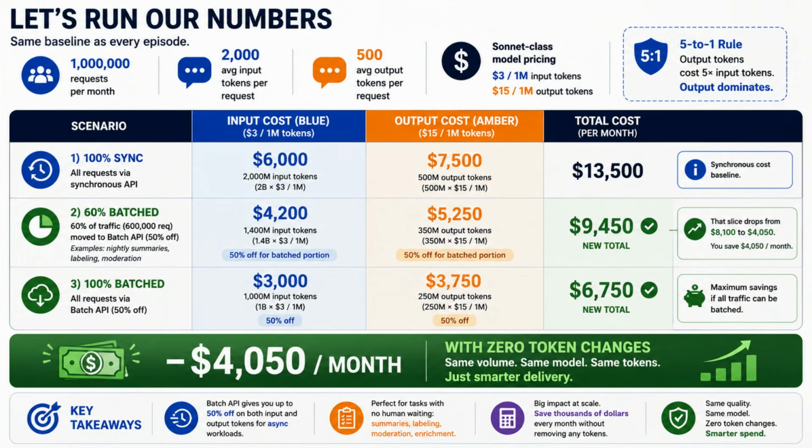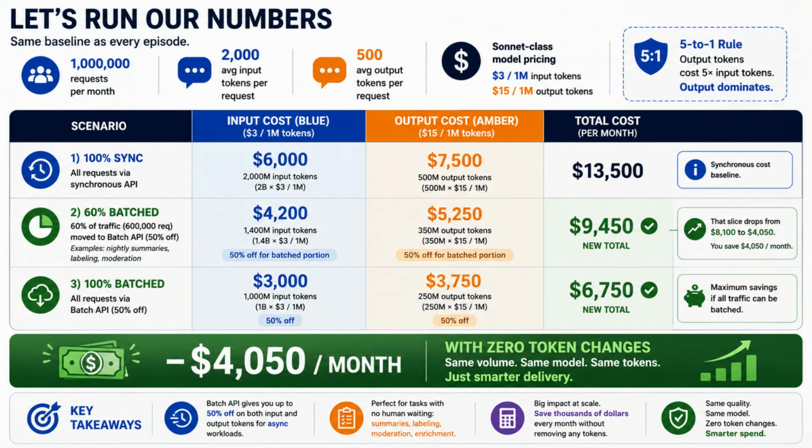Remember our 5-to-1 rule. Output tokens cost 5 times input, so output dominates again. Total $13,500 a month. Now suppose 60% of that traffic fails the one-question test. No human waiting. Nightly summaries, labeling, moderation. Move those 600,000 requests to the Batch API. That slice drops from $8,100 to $4,050.